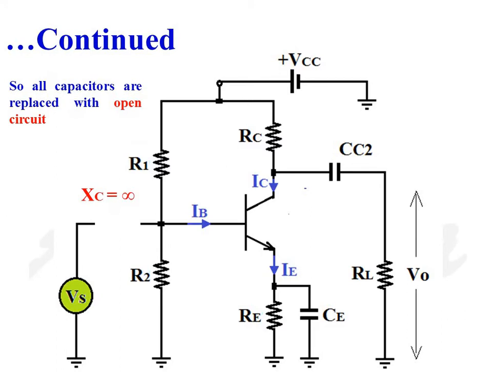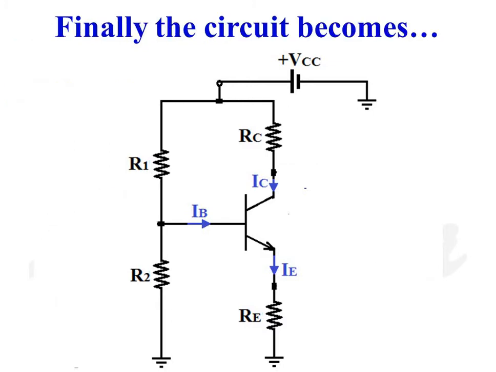So coupling capacitor CC1 is replaced with an open circuit. So now input signal Vs is disconnected from the input of the amplifier. Coupling capacitor CC2 acts as an open circuit for DC signals, so load resistance RL is disconnected from the circuit, and bypass capacitor CE also acts as an open circuit. So now if we redraw the circuit, it becomes like this.